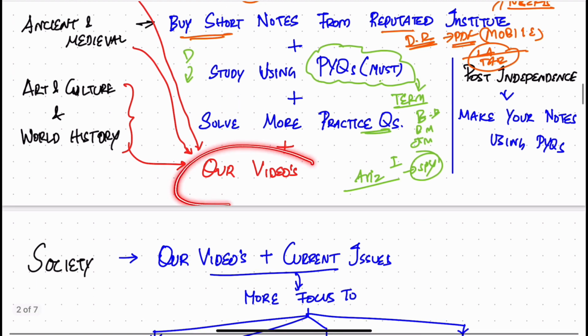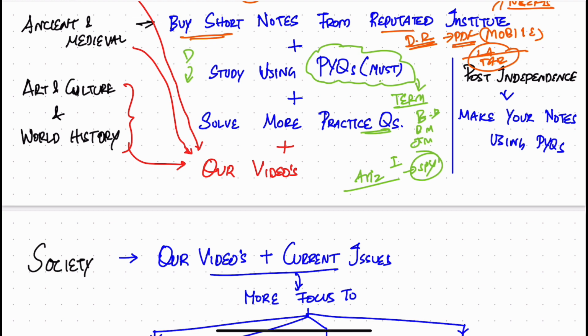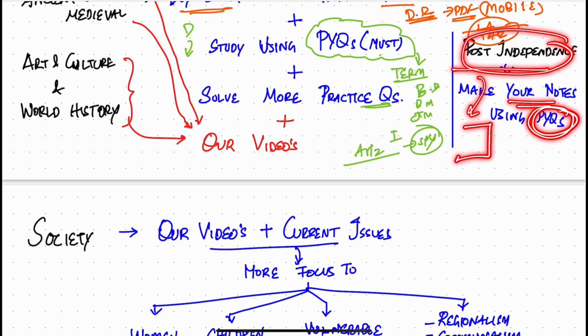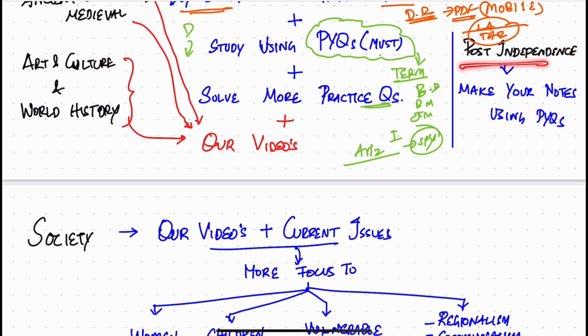Then you can just follow our videos. I'll cover everything. For additional note taking, you can download the material from a reputed institute. Just make notes from our videos, that's sufficient. For post independence, make your own notes using previous year questions. Don't buy a book, or don't study a particular book, because the cost benefit analysis for post independence was very low. Just by making important topic notes, you can attend more than 70% of the questions. Okay, you have to remember.